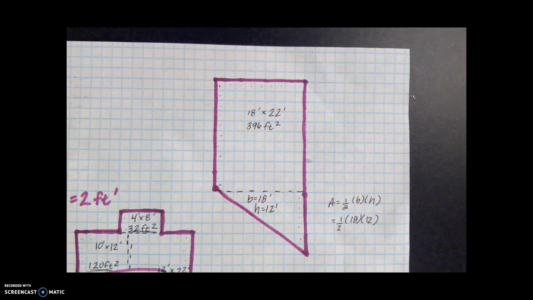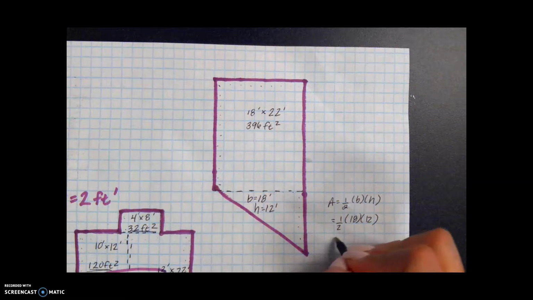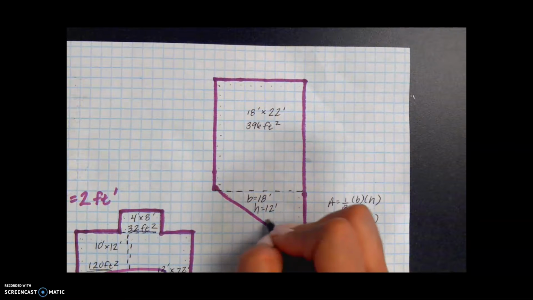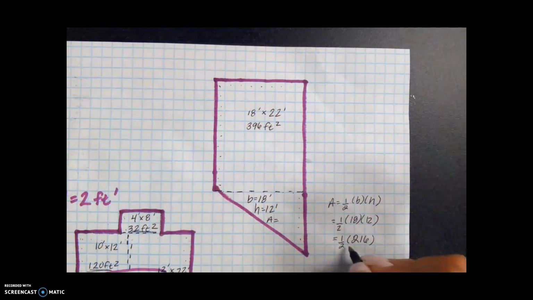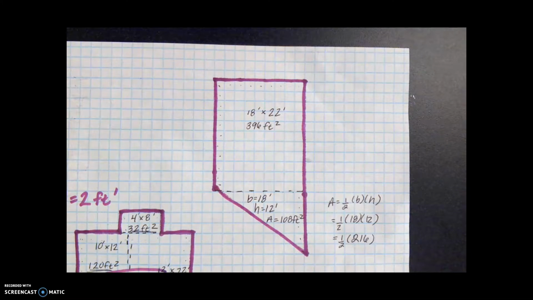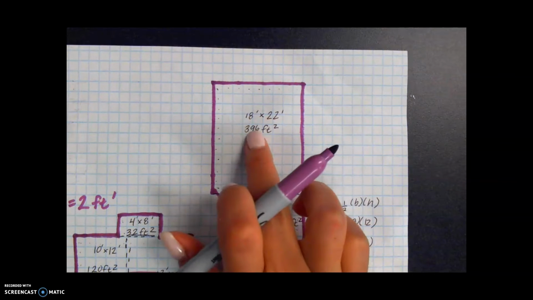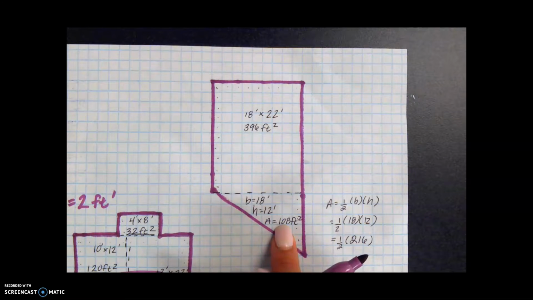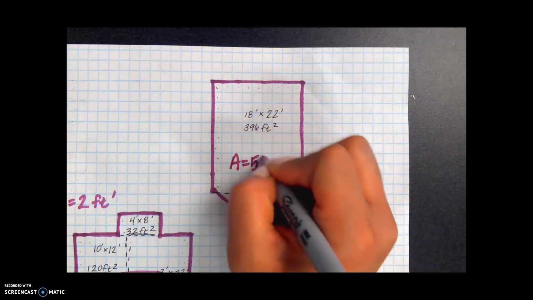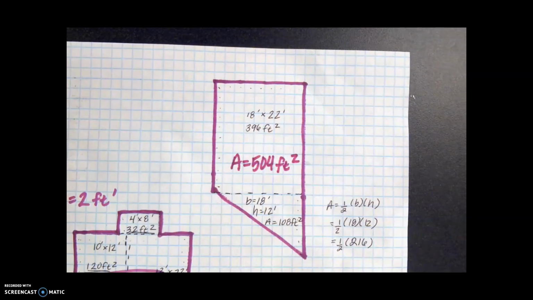So I would do 1/2 of 18 times 12. 18 times 12 first, which is 216. I want 1/2 of 216. And when I do that, I get an area equal to 108 feet squared. So now I have to take those two numbers. I'm going to take that 396 plus the 108. I'm going to add those two up. And when I do that, I get the whole area of the entire room, which is 504 square feet.